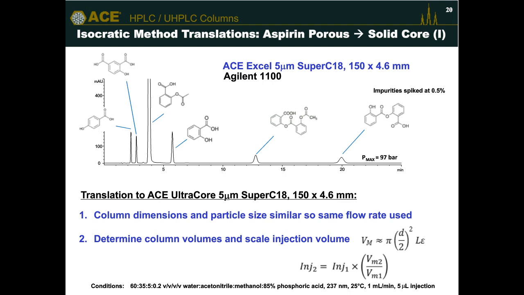So in terms of the method translation, we don't need to change the flow rate because we still have a 5 micron 150 by 4.6 column. But we do actually need to scale the injection volume because our solid core column has slightly lower column volume than our fully porous column.